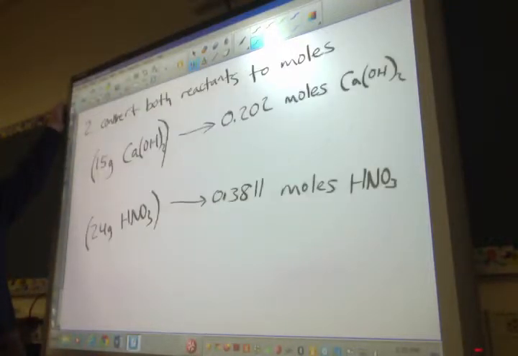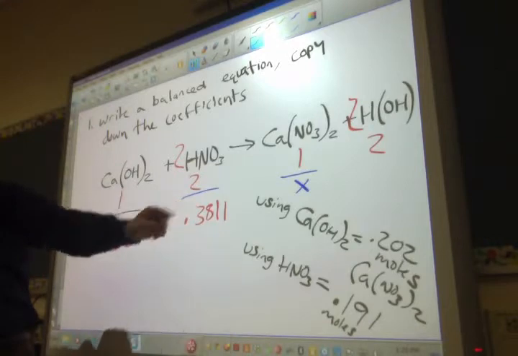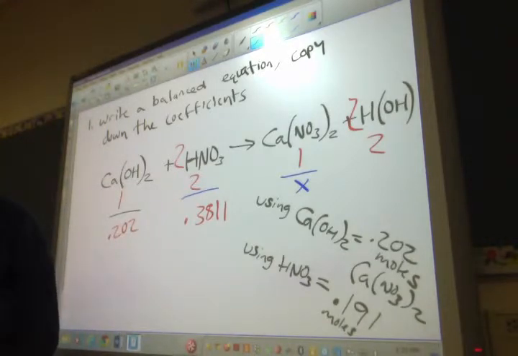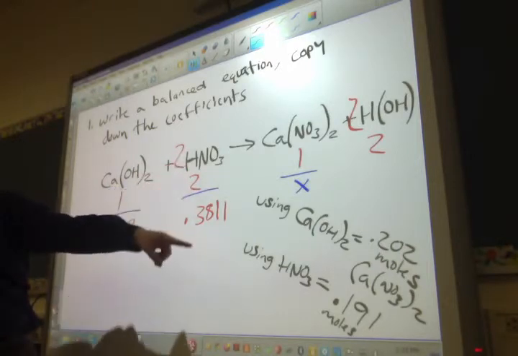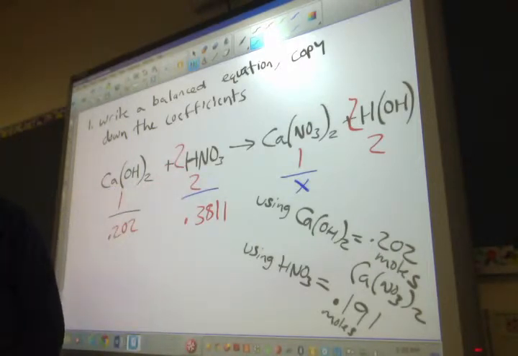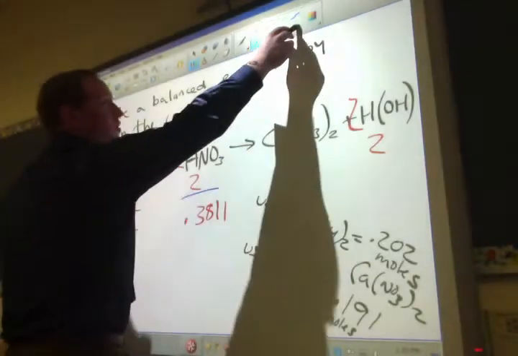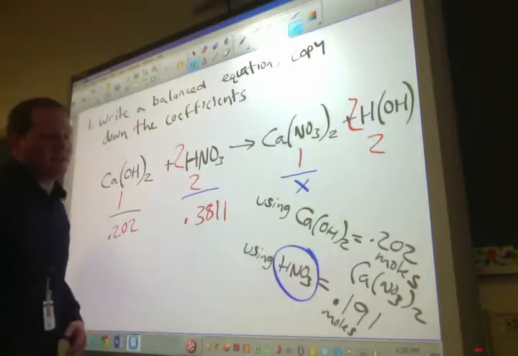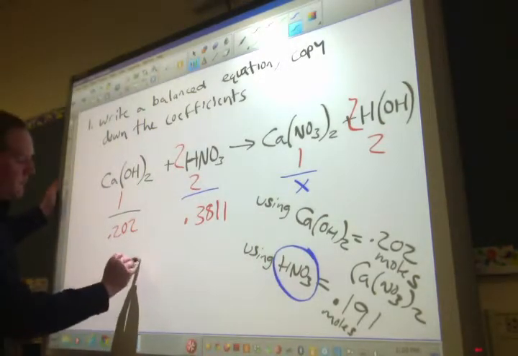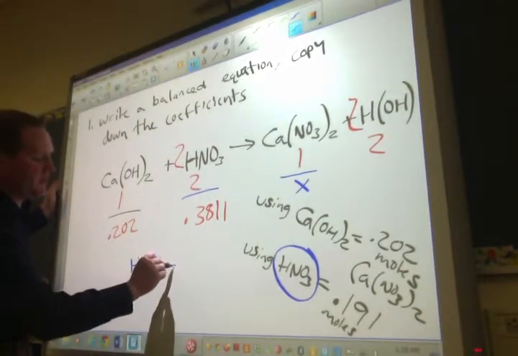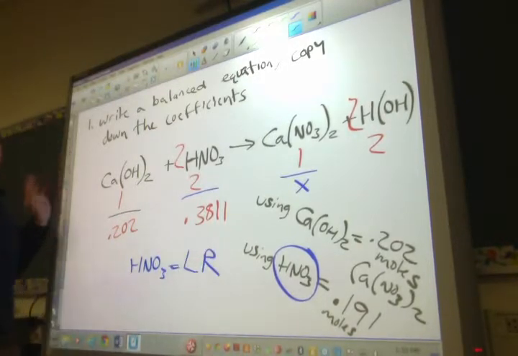So looking back, using calcium hydroxide, I produced 0.202 moles of calcium nitrate. Using nitric acid, I produced 0.191 moles. So which one of these is my limiting reactant? Using HNO3. Right. So since I produce less using this, I'm going to write HNO3 equals limiting reactant. So therefore the other one is my excess reactant.